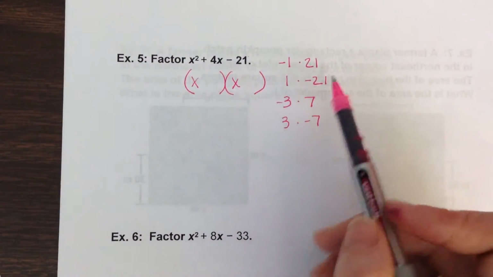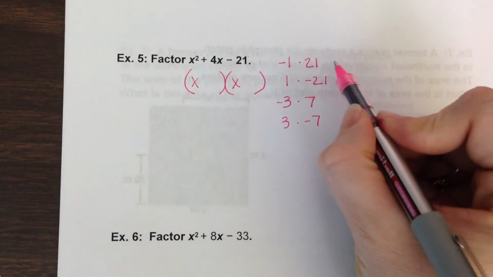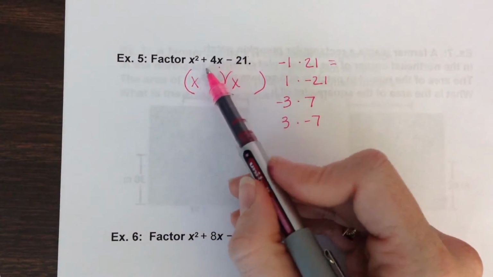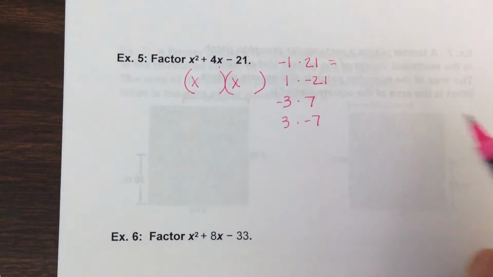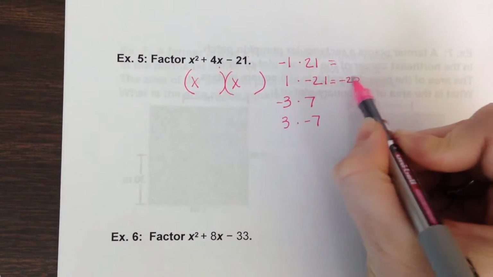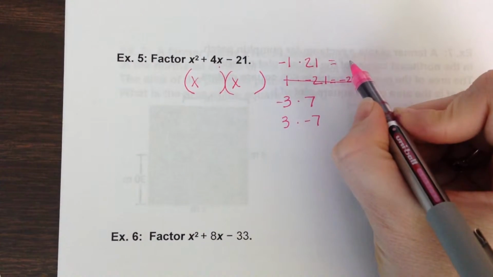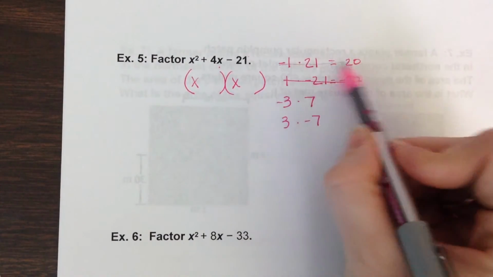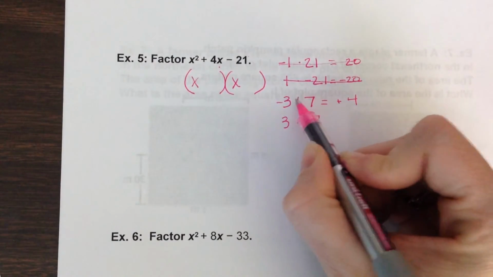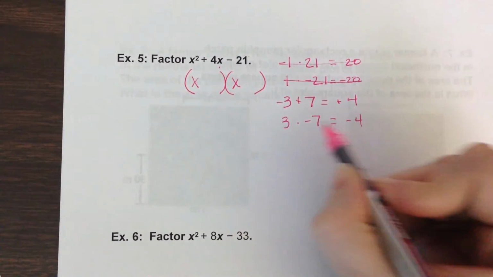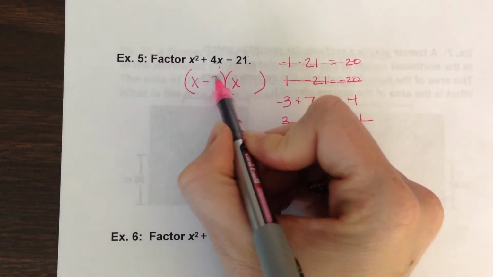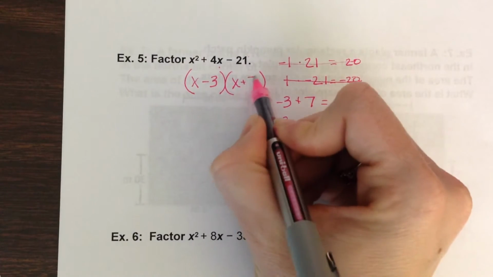But we know that when we combine them together, we need them to be a positive 4. So when the answer is positive, that tells us that the bigger number is positive. So here, this answer would end up being a negative 20. So I know that's not the answer. This would end up being a positive 20. That's not the answer. This would end up being a positive 4. And this would end up being a negative 4. So this one is not the answer. So the only option that would work would be taking a -3 times a +7.